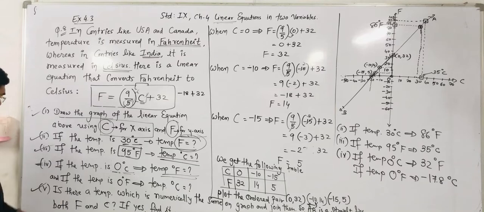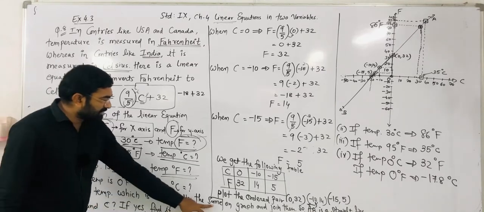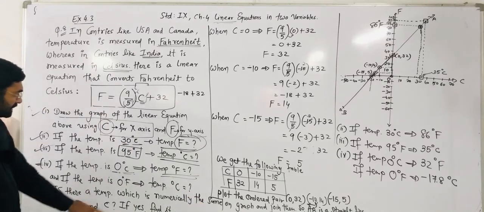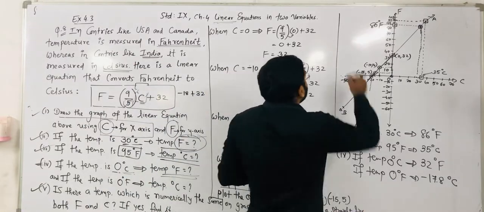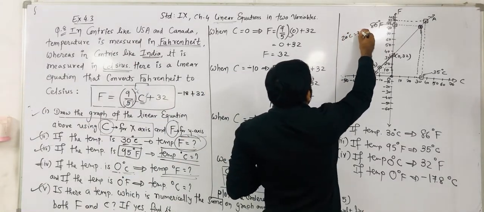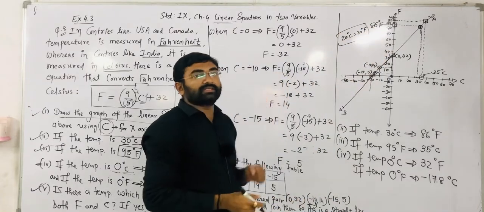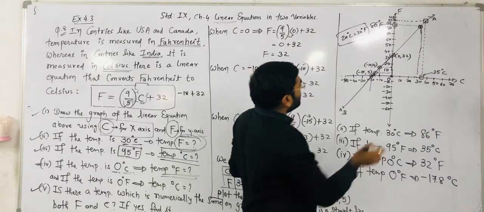And the fifth question is important. Is there a temperature which is numerically the same in both Fahrenheit and Celsius? If yes, find it. Numerically the same means what? Suppose 20 degrees Celsius equal to 20 degrees Fahrenheit were possible from that graph. That is called numerically the same, right? So here it is not possible.